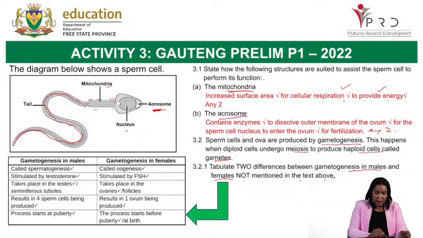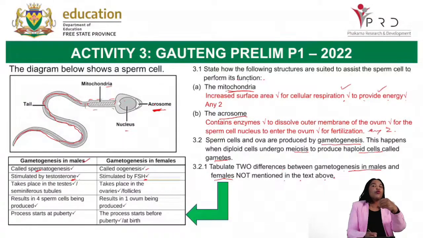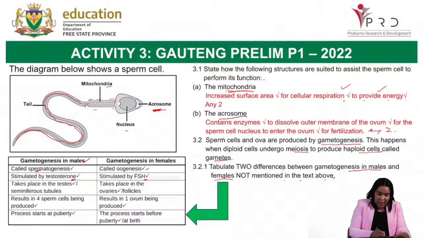Gametogenesis in males is called spermatogenesis. By saying that, you get a mark. Whereas in females it is called oogenesis. And then it is stimulated in the males by testosterone, whereas in the females it is stimulated by FSH, released by the pituitary gland, follicle stimulating hormone, because you need those follicles to form your ovum.